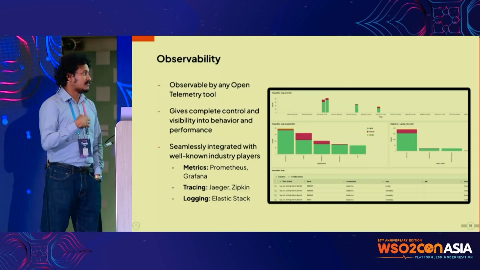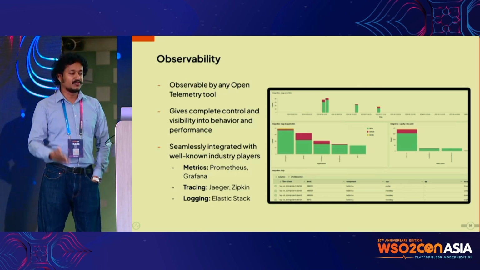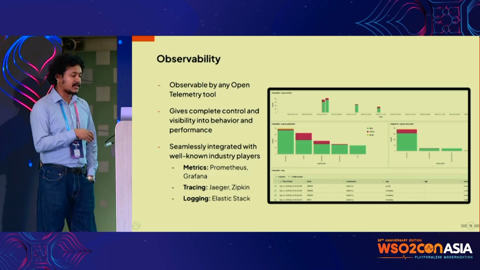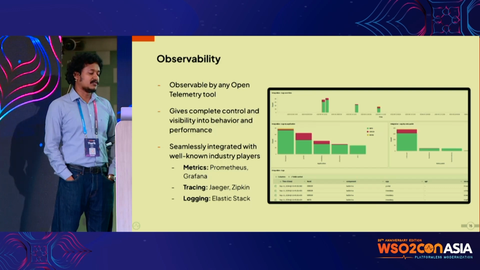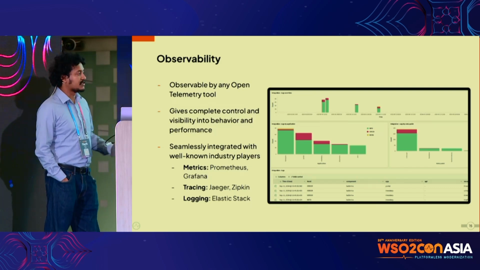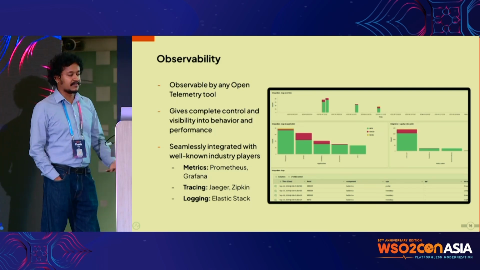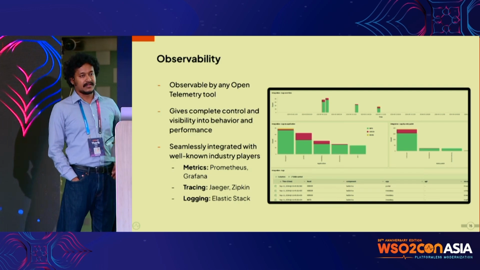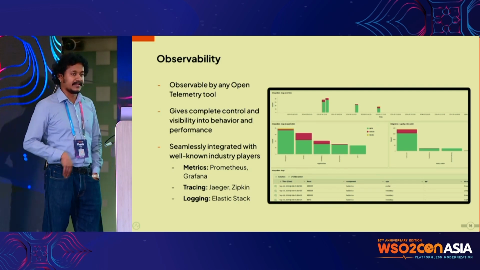Yes, so when it comes to especially microservices and so on, you have to have observability. So we are supporting a bunch of observability tools. Mainly, when it comes to metrics, Prometheus and Grafana dashboards, and also tracing with Jaeger and Zipkin, and also other tools like New Relic and Datadog as well.